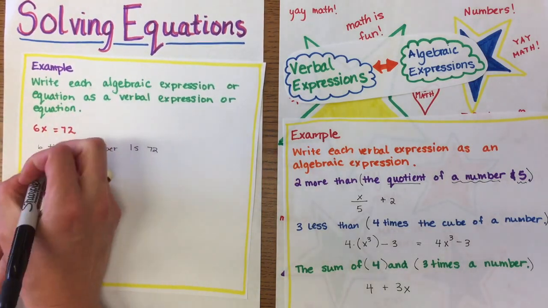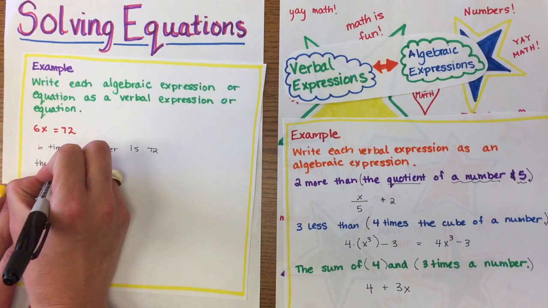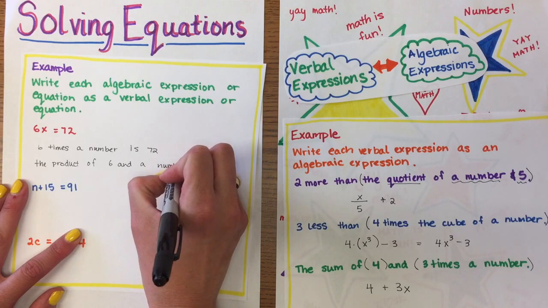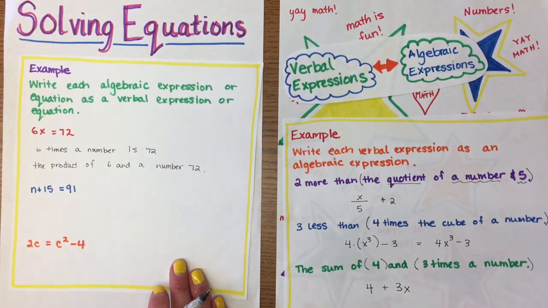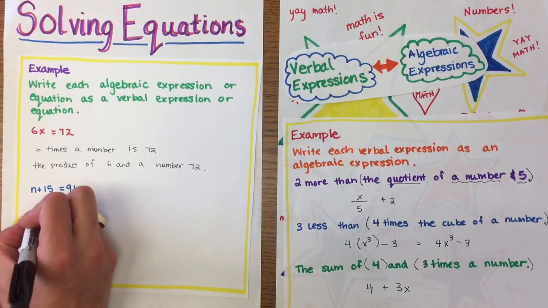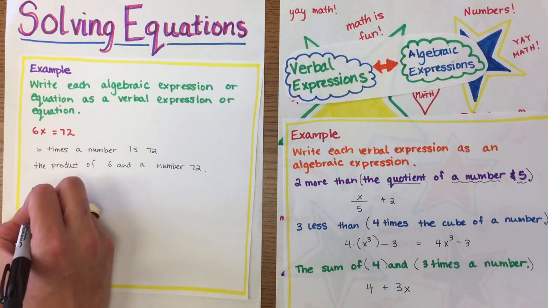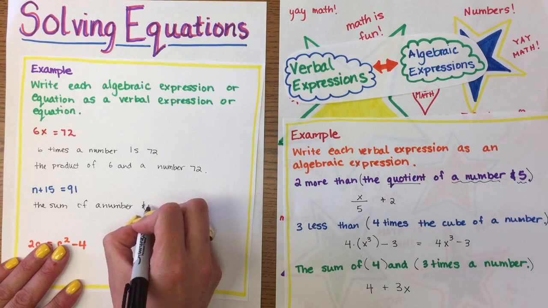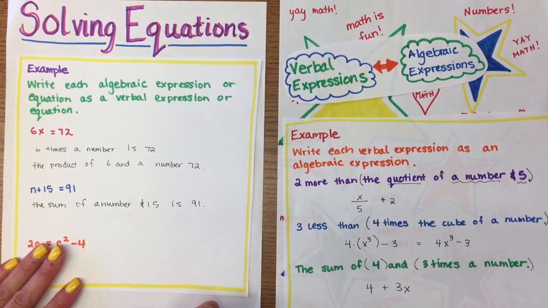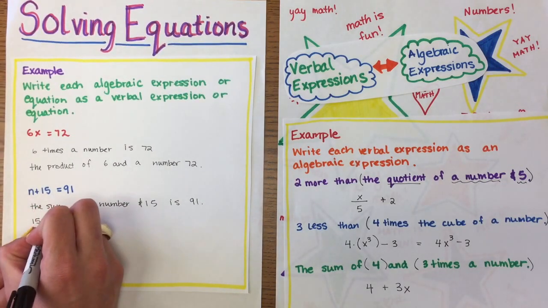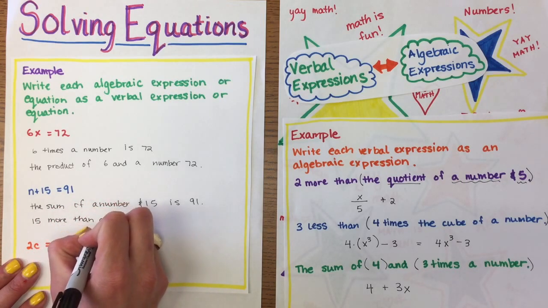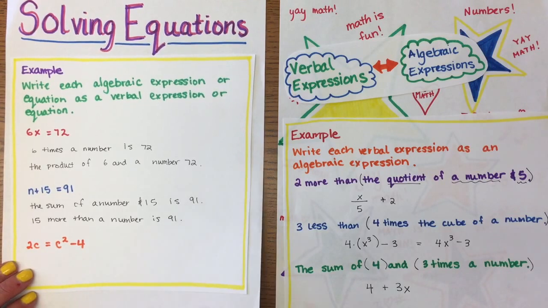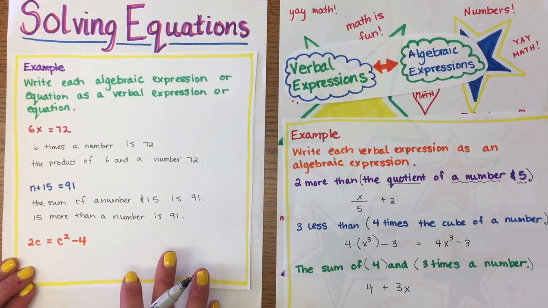So times and product. So this could also be the product of 6 and a number is 72. There are a lot of different ways that you can write each of these sentences. n plus 15 equals 91. I could write this as the sum of a number and 15 is 91. I could also write this as 15 more than a number is 91. So 2 different ways of writing this algebraic equation as a verbal equation.